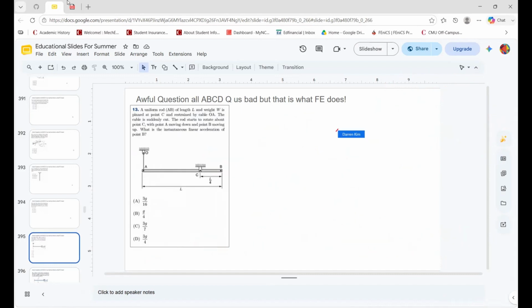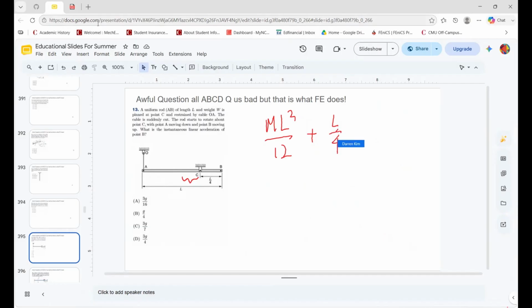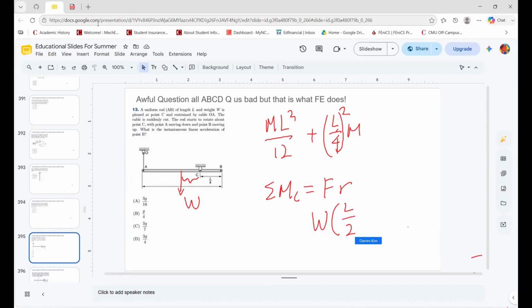Okay, now we can do this one, which is ML squared divided by 12, plus this distance over here, which is L divided by 4, times the mass, squared this way. With that said, you can get a simplified form with this, I guess. Really not, we have to get the moment first. So the whole moment is going to come from the weight. Summation of moments about C is basically F times R. So F is going to be weight times L divided by 2, and this is equal to mgL divided by 2.